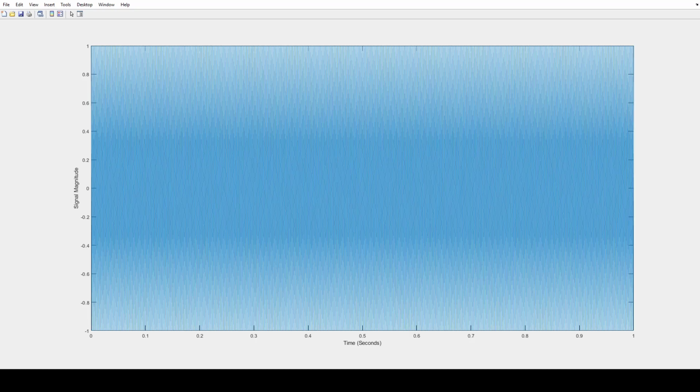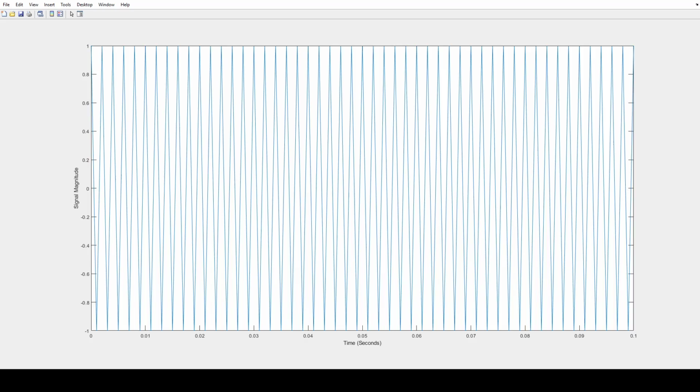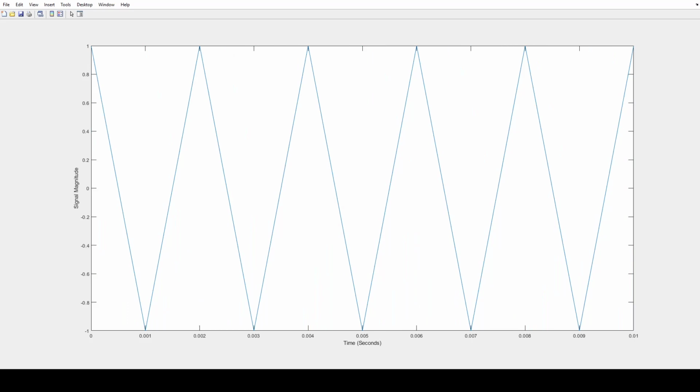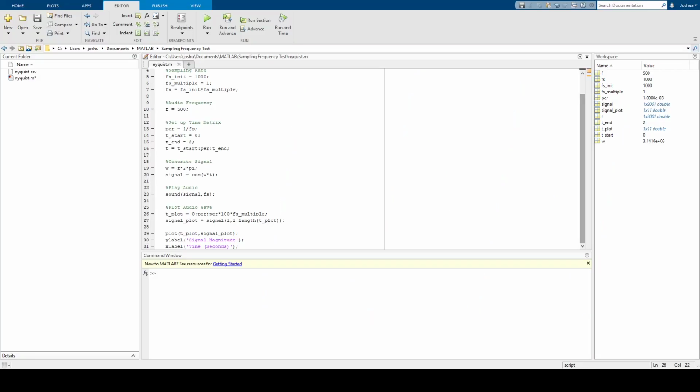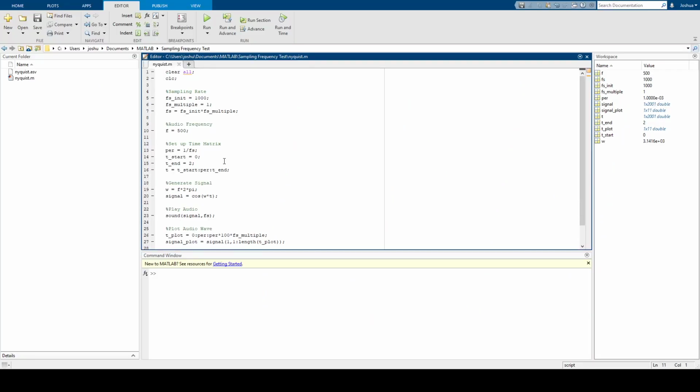Okay, so if we see on the graph, that looks fine. It's actually a triangle wave. If I just do 10, you see that's actually a triangle wave. So that's fine and dandy. That's okay for the Nyquist theorem frequency.